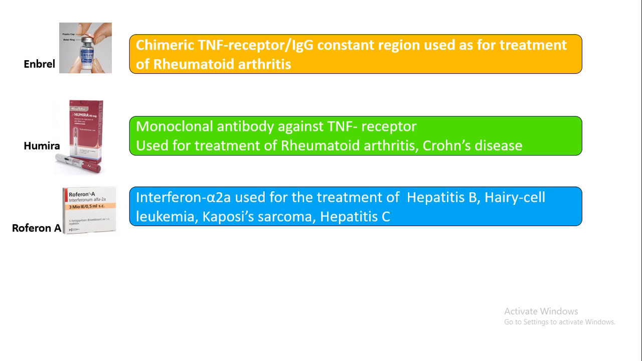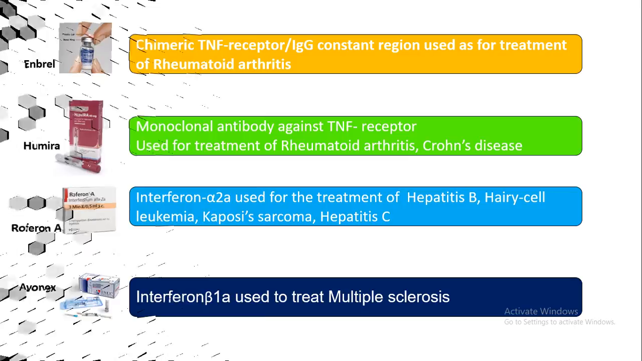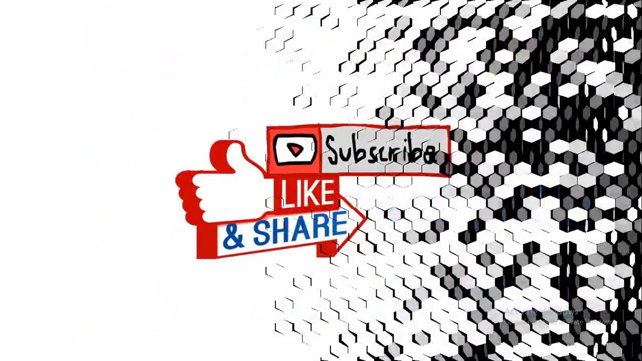Roferon A, which is interferon alpha 2A, is used for treatment of hepatitis B, hairy cell leukemia, Kaposi's sarcoma, and hepatitis C. Avonex, which is interferon beta 1A, is used to treat multiple sclerosis. So these days, cytokines, especially interferons, are used for several clinical purposes. So that was my video on cytokines.